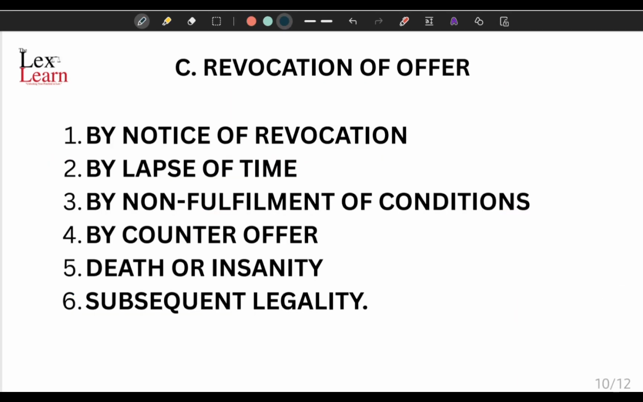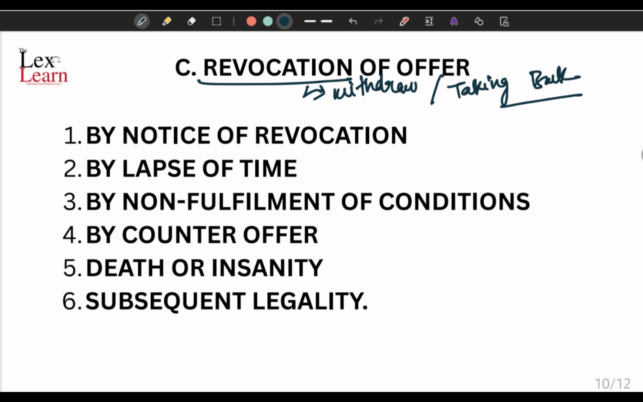So in the last slide about the postal rule, I've been majorly talking about revocation. So I'll be explaining the revocation of offer in this slide, and revocation also means withdrawal or taking back. So I say I revoke my words, we revoke this judgment, we revoke the thing which we said before, is what we call withdrawal or taking back.